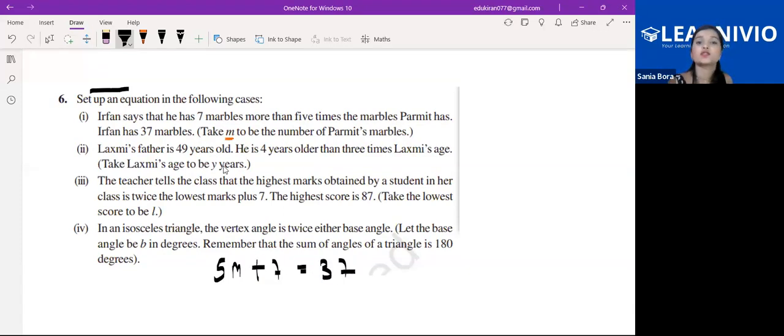Yes. So it says, Ifran says that he has 7 marbles more than 5 times the marbles of Permit. So Permit's marble is M. 5 times Permit's marbles means 5M. And Ifran has 7 more, plus 7. Ifran has a total of 37. Clear? Okay, ma'am. So now do the second, third and fourth.